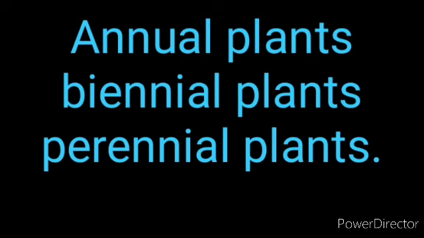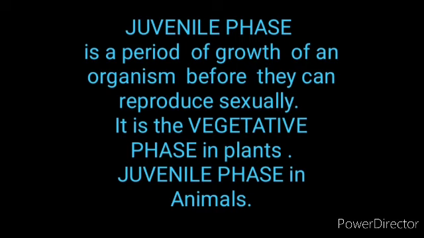See, listen. Annual plant means, what is the meaning of that? They have to complete their entire life cycle within one season or one year. Biennial plants means they have to complete their life cycle within 2 years. Perennial plants means they complete their life cycle over many years. So we will see the different stages. First stage we can call the juvenile phase.